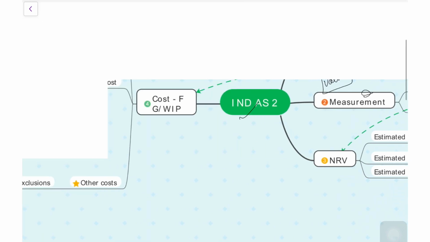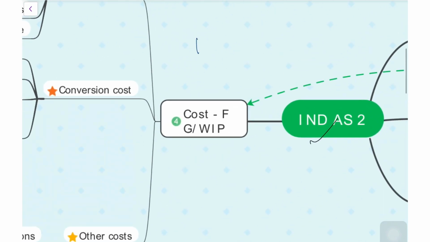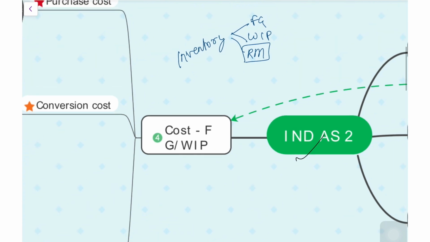So first let's understand how we arrive at the cost. Like I told you in the start, inventory has three forms. What were the three forms? Finished goods, WIP, that is work in progress, and then you have your raw material. Here we are not talking of raw material; we will discuss it later. Currently we are only talking about how you find out the cost of finished goods and WIP.